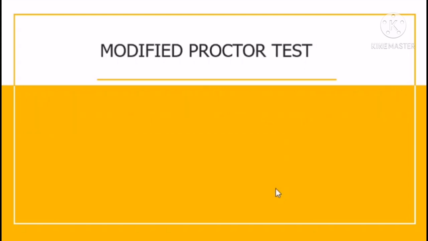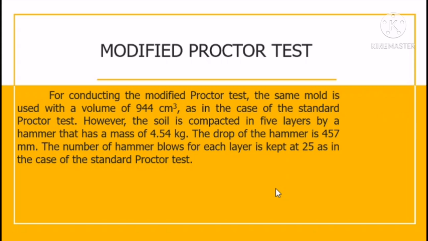So in the laboratory, we also have what we call the modified Proctor test. So the first one is standard Proctor test and another one is what we call the modified Proctor test. In conducting the modified Proctor test, the same mold is used with a volume of 944 cubic centimeters. Ganun din sa mold natin na ginamit sa standard Proctor. The difference only is that the soil is compacted in 5 layers by a hammer that has a mass of 4.54 kilograms.